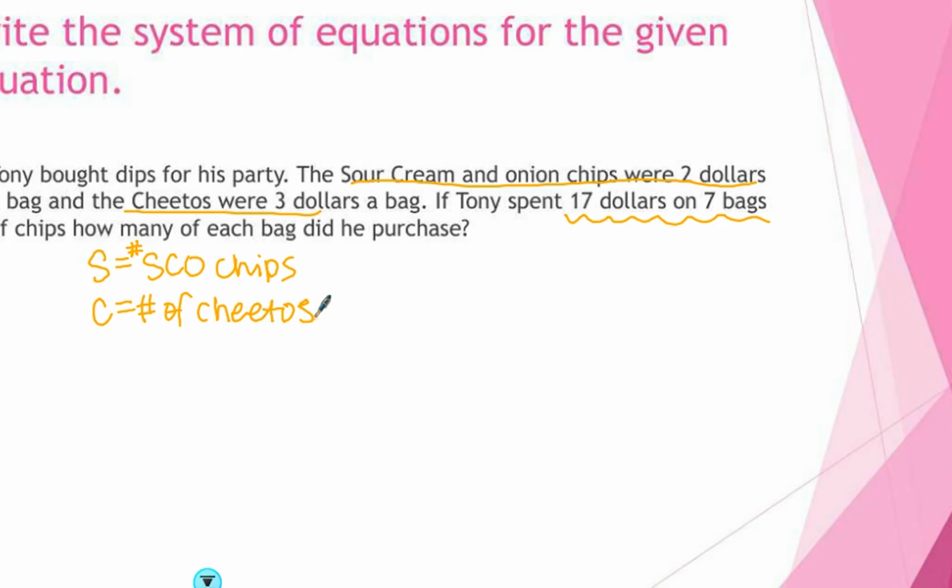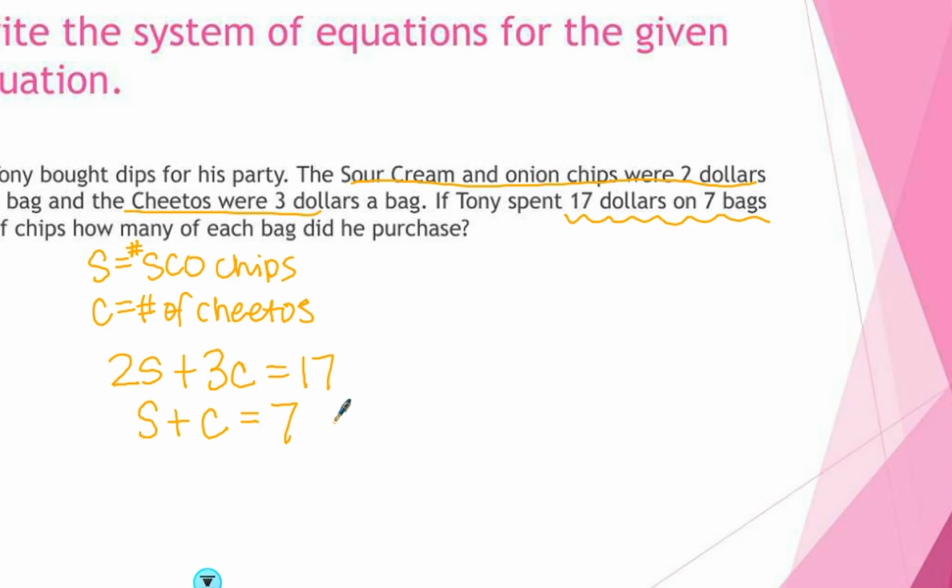So first one, hopefully you can identify the money one. It was $2 for each bag of sour cream and onion chips, plus $3 for each bag of Cheetos, and he spent a total of $17. Remember that S and C are representing a number of each type of bag of chips. If I plugged in a 5 for S, that would represent 5 bags of chips. So we could say S, the total number of sour cream and onion chips, plus the total number of Cheetos, then he bought a total of 7 bags of chips.